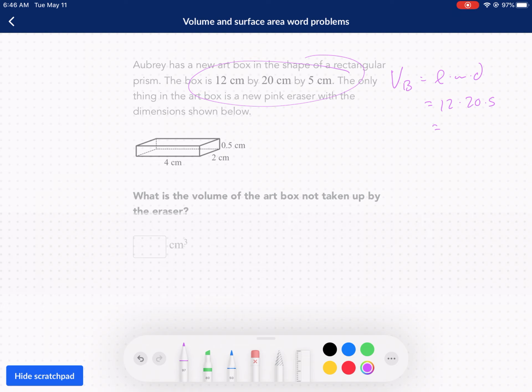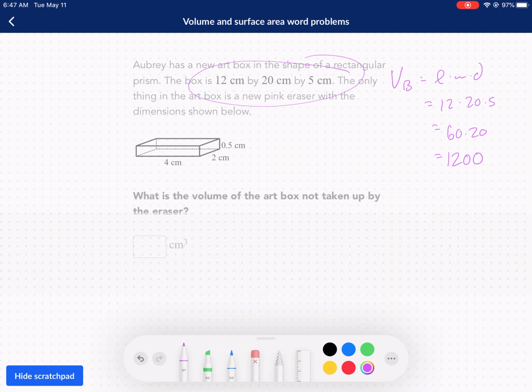So that's essentially 12 times 5 is 60 times 20. 6 times 2 is 12. I'm just showing you another way to do it without a calculator. It's important: 1, 2, 0. So 1,200. Okay, so now we have to concern ourselves with the eraser.